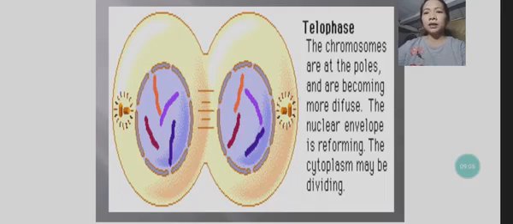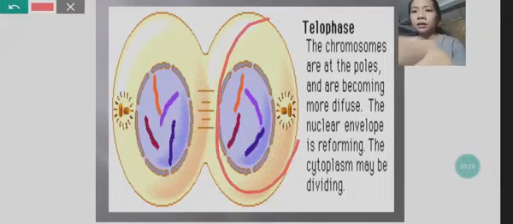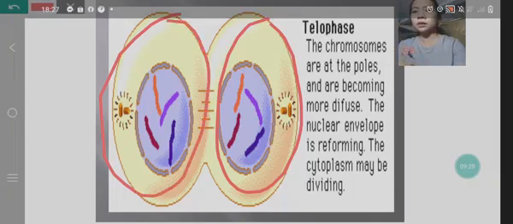In the telophase, the chromosomes are at the poles and are becoming more diffuse. The nuclear envelope is reforming. The cytoplasm may be dividing, resulting in daughter cells. The daughter cells are called haploid.